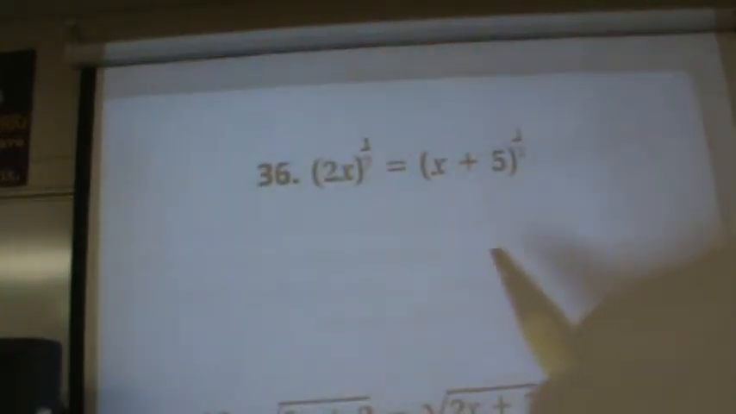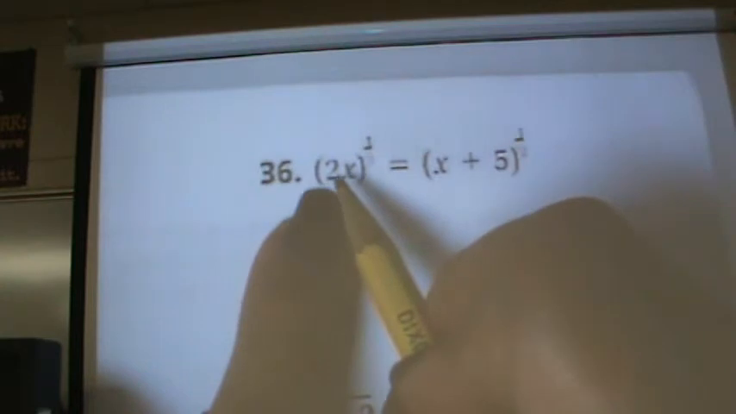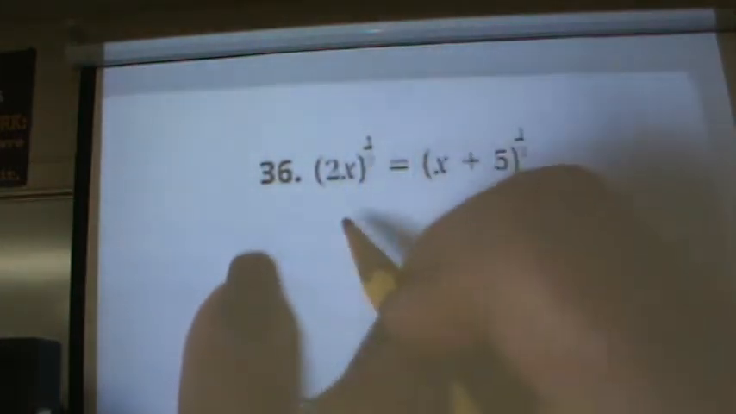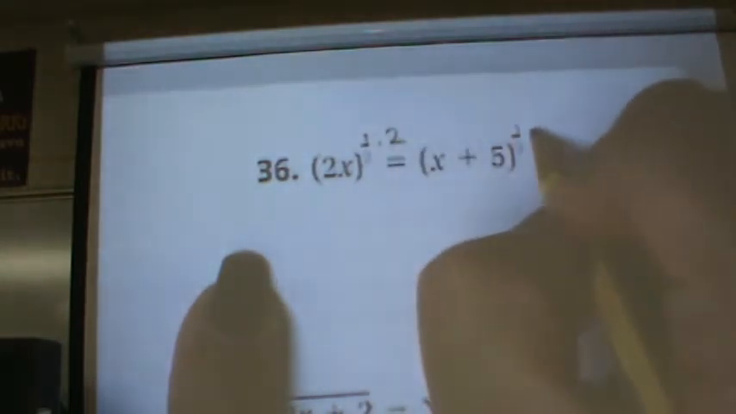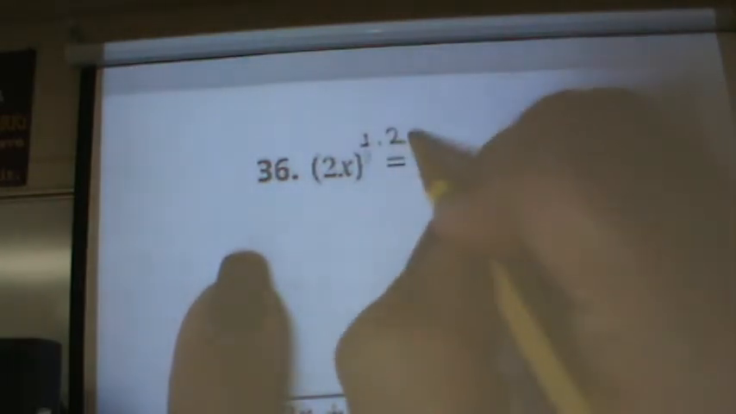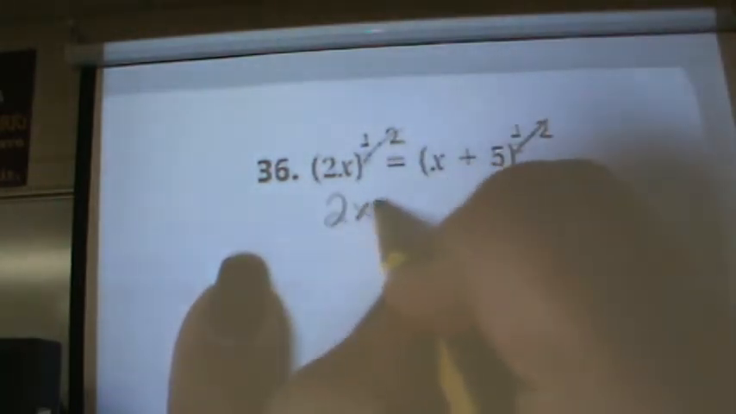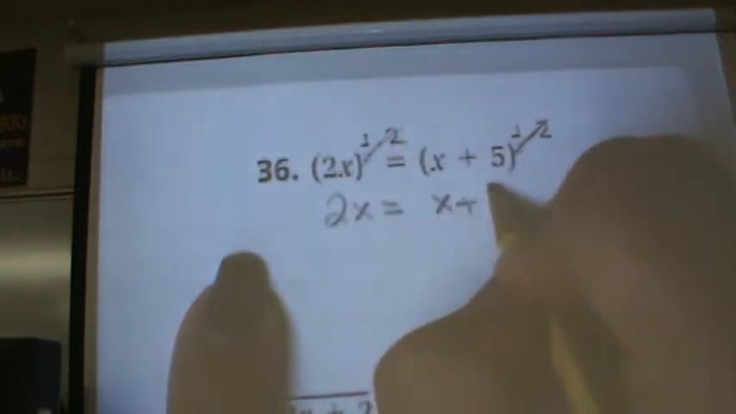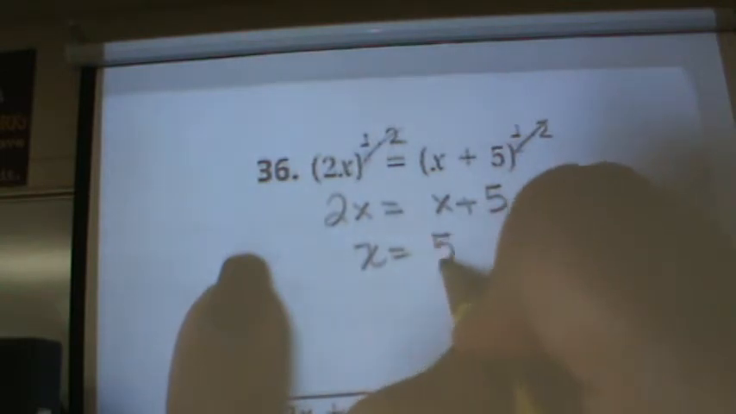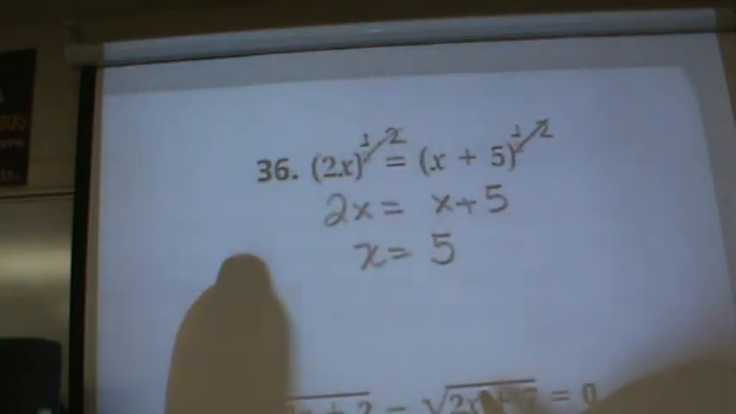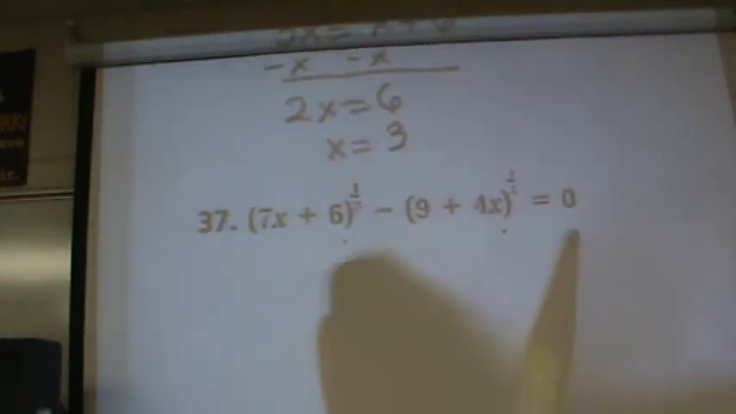This says 2x to the 1/2 power. Both of these are 1/2, so we're gonna square both sides. So what do you have? 2x equals x plus 5. Okay. Then minus x. What's x equal to? 5. Easy? Yeah.